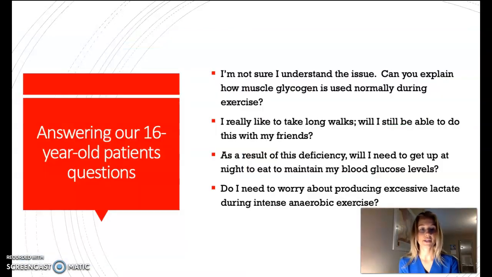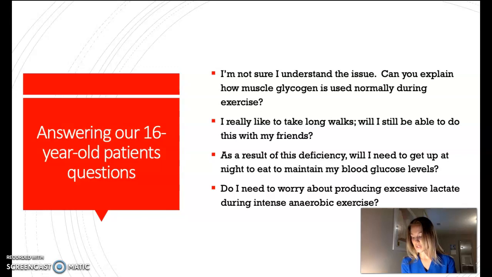So answering our 16-year-old patient's question. Her first question is, I'm not sure I understand the issue. Can you explain how muscle glycogen is used normally during exercise? I respond by saying, normally during exercise, an enzyme, which is a substance that helps speed up a chemical reaction, called myophosphorylase, breaks down glycogen that has been stored in the muscles into a simple sugar called glucose 1-phosphate that the muscles can use for energy.